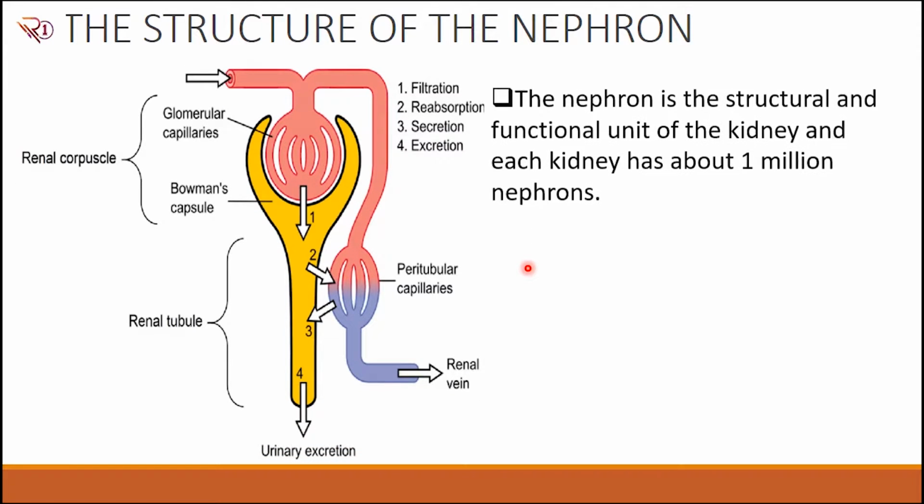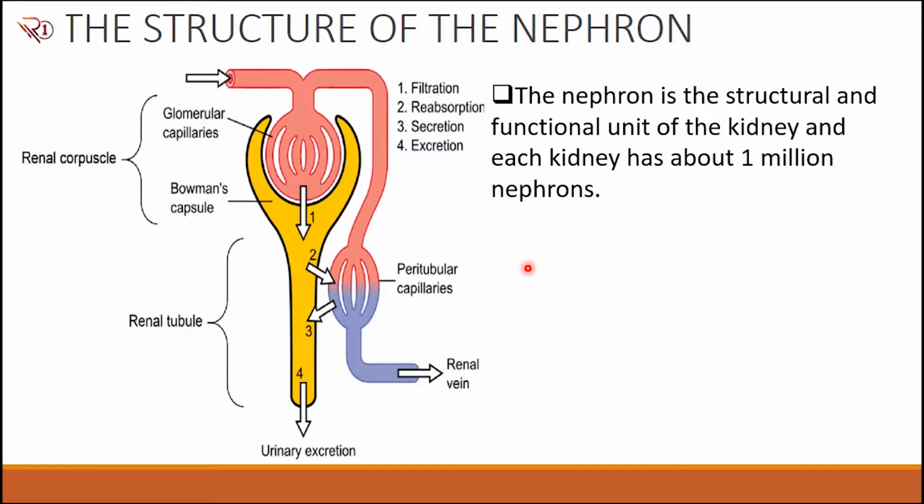So basically the nephron is the structural and functional unit of the kidney. And we have about 1 million nephrons in each kidney. So putting both together, we have about 2 million nephrons in our kidney.